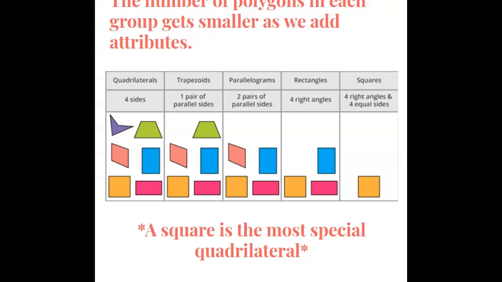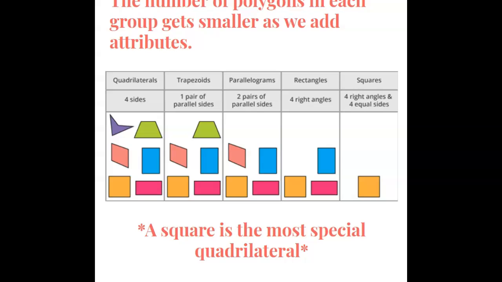Trapezoids are closed shapes with 4 sides with one pair of parallel sides. A parallelogram is a closed shape with 4 sides, but it has to have 2 pairs of parallel sides. A rectangle is a closed shape with 4 sides and 4 right angles. It also has 2 pairs of parallel sides.